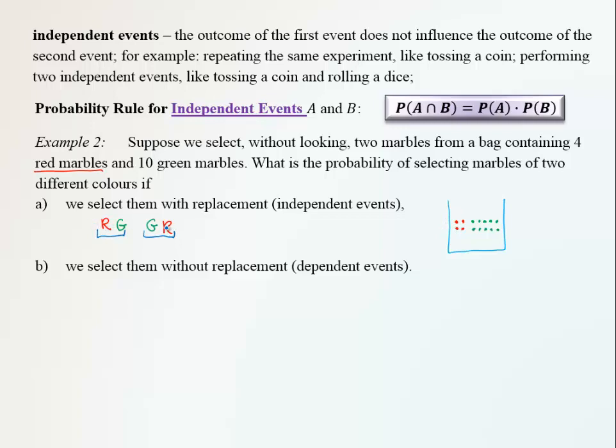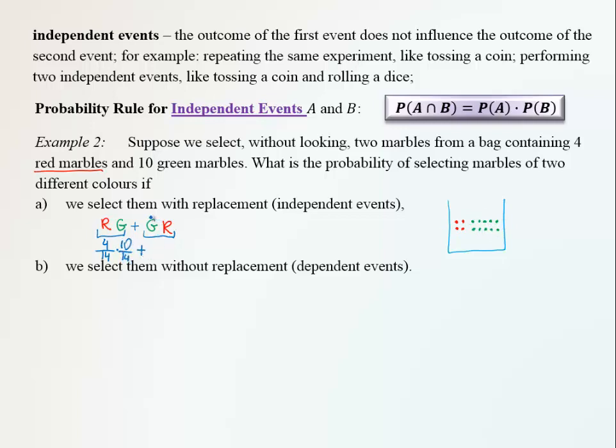Therefore, the probability of such event, it will be the same as probability of getting red and green and then adding probability of getting green and red. What is the probability of getting red marble first? Well, since we have 4 red marbles out of 14 possible marbles, this probability will be 4 out of 14. And then we have to multiply by probability of getting green marble. But remember, the red was replaced, so we still have 14. Therefore, probability of getting green is 10 out of 14.